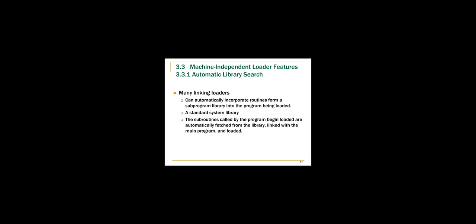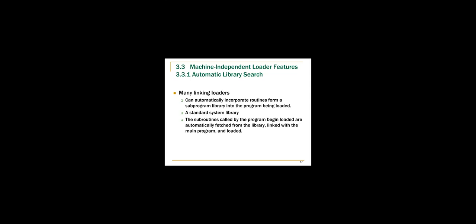Good afternoon, everyone. In the previous class, we learned about machine loaders and linkers, the functions of loaders, the absolute loader, and bootstrap loaders. Apart from this, we also learned the design of loaders and the algorithms and data structures needed for the design of a two-pass loader. After this, we went to the machine dependent features. The machine dependent features were program relocation and program linking.